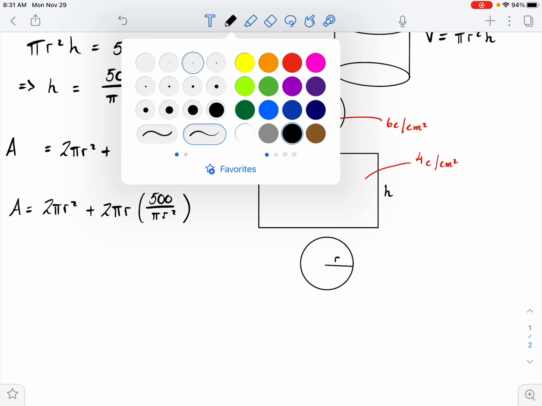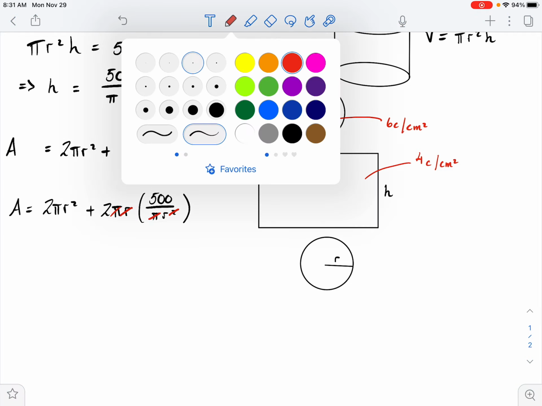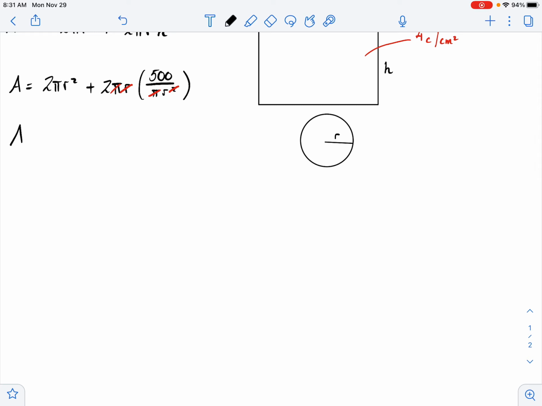I can do some canceling. One of my pi will cancel in the second term, and an r will cancel with one of these r's down here. And so if I tidy up, bring everything together, I have therefore that A as a function of r is 2 pi r squared plus 2 times 500, which is 1,000, over r. So that's the area as a function of radius.